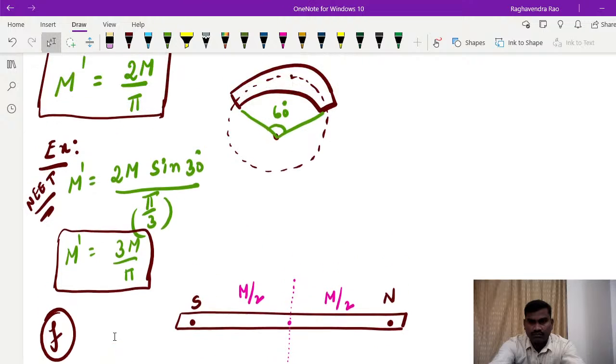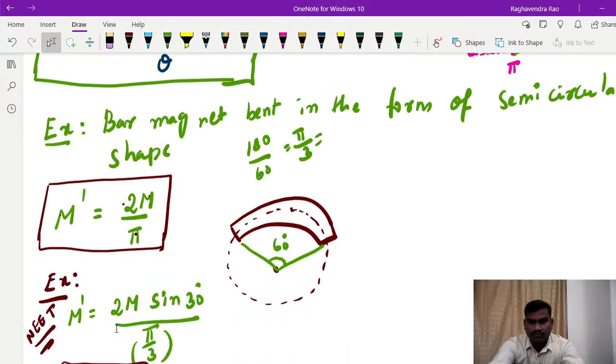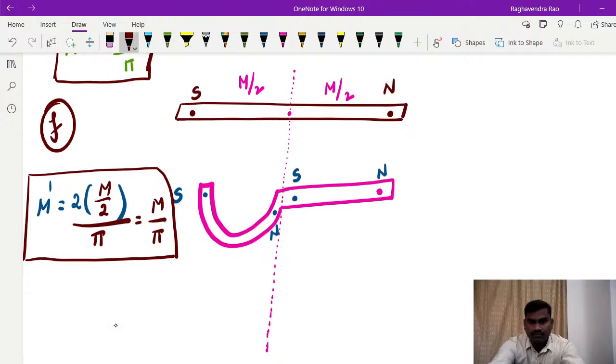In general, we have taken the entire magnet of magnetic moment m bent in the form of a semicircle. So by using this equation, we have calculated m dash is equal to m by pi. But in this case, we are taking part of the bar magnet bent in the form of a semicircle. So m by 2 is bent in the form of semicircle. That is the reason we have taken m by 2. Otherwise, the magnetic moment of this part will be m by pi.